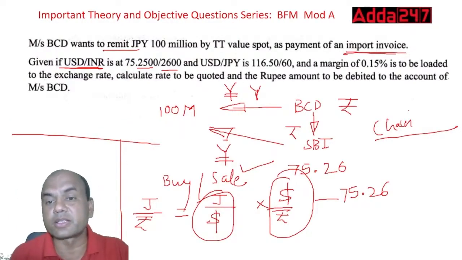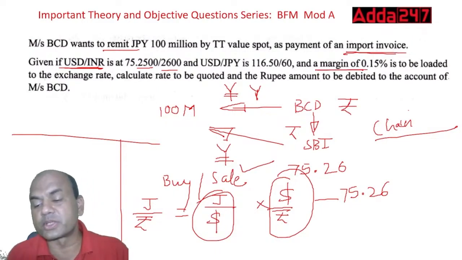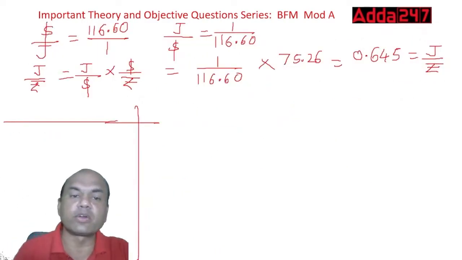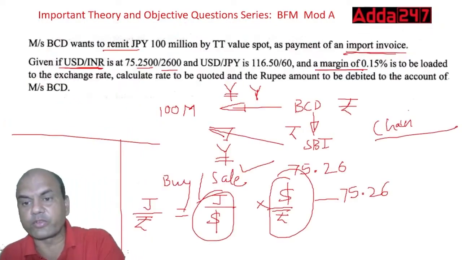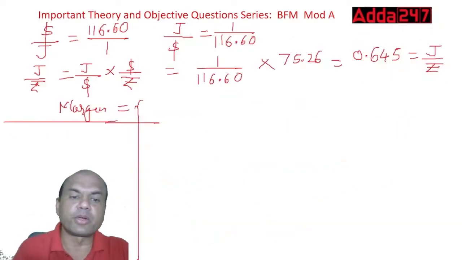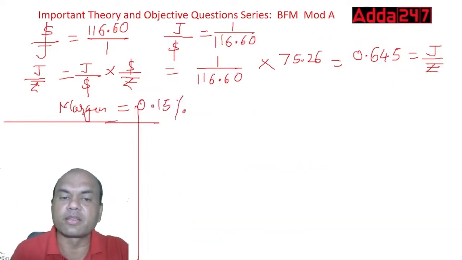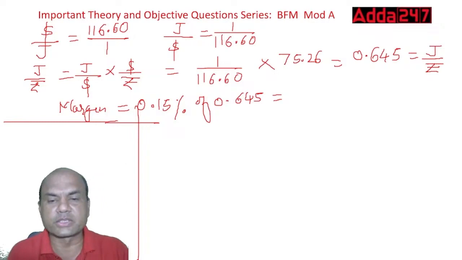So what rate will you be quoting to that customer? Calculate the rate. But see here, there is a margin also involved, and I'm doing an import sale transaction. So for sale, what do we do? Firstly, what is the margin rate? What is the margin given? 0.15%, of this rate, of this 0.645. So what is the answer?